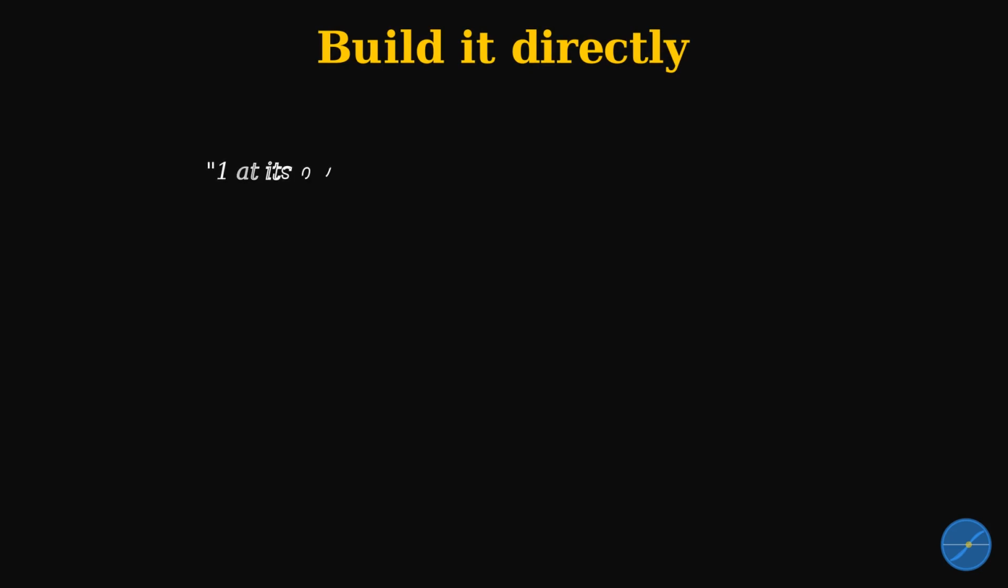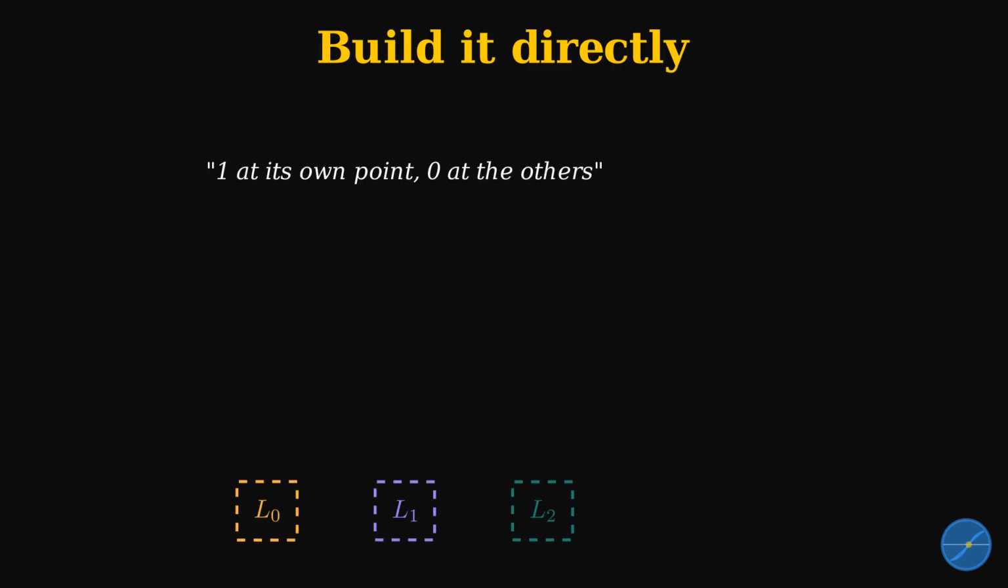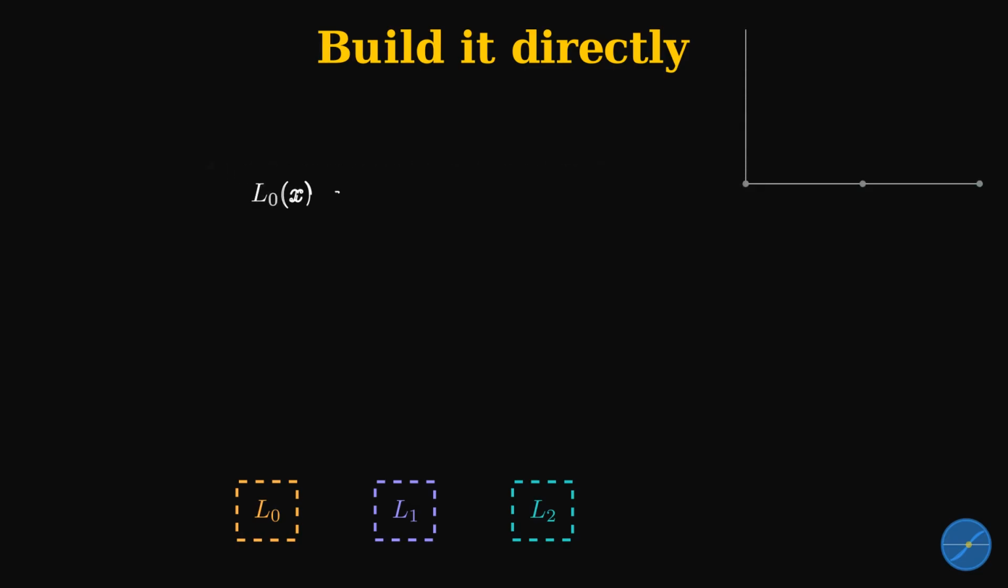Now we throw away the system and build the polynomial directly, one point at a time. For each point, a block with value 1 at that point and 0 at the others. One block per point. Stitch them together and we are done. A small picture on the side tracks each block.